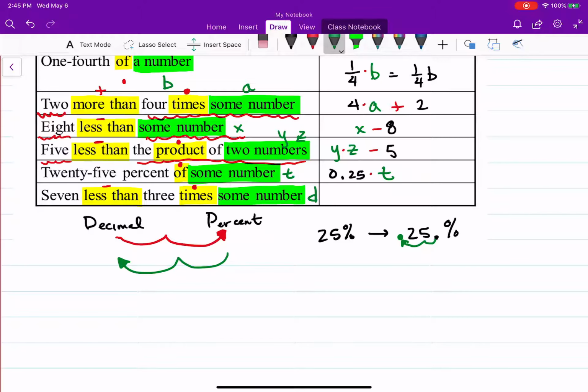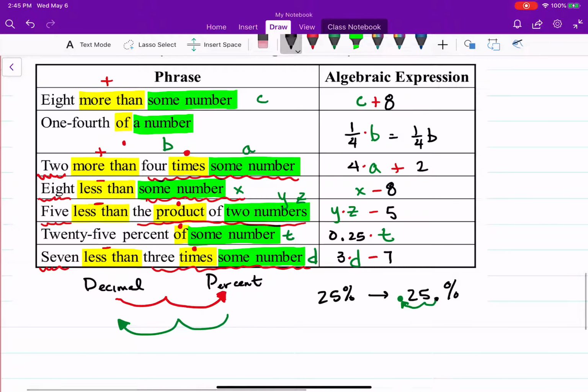Less than means to subtract, however, it includes switching the front and the back. So let's look at the back. It says 3 times some number. So I got 3 times some number D, less than 7.